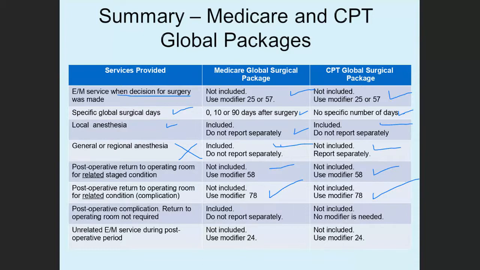This is another variance. For Medicare, you can't report a post-operative complication treatment unless it's returned to the operating room. For CPT, you can. So this is another one that's different. An unrelated E&M service during the post-operative period for a condition not related to the reason for this surgery or for a treatment of a complication. This is not included. So we see the differences are this one and this one and this one, specific global days.